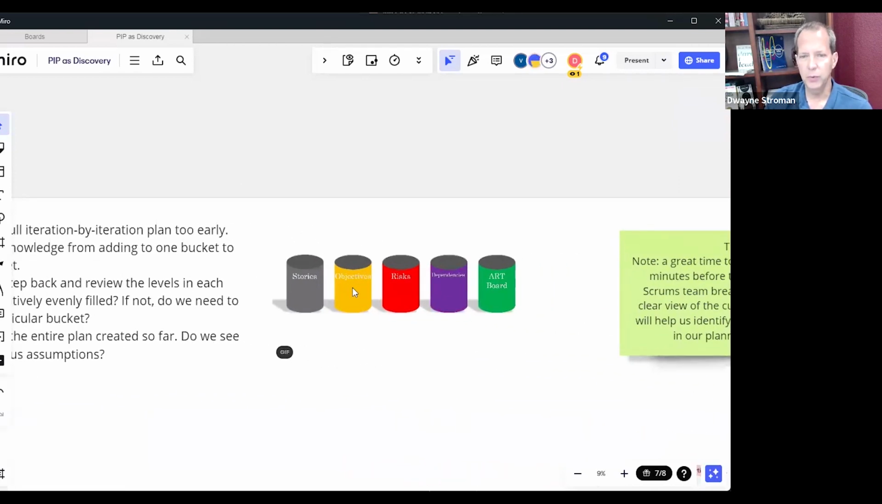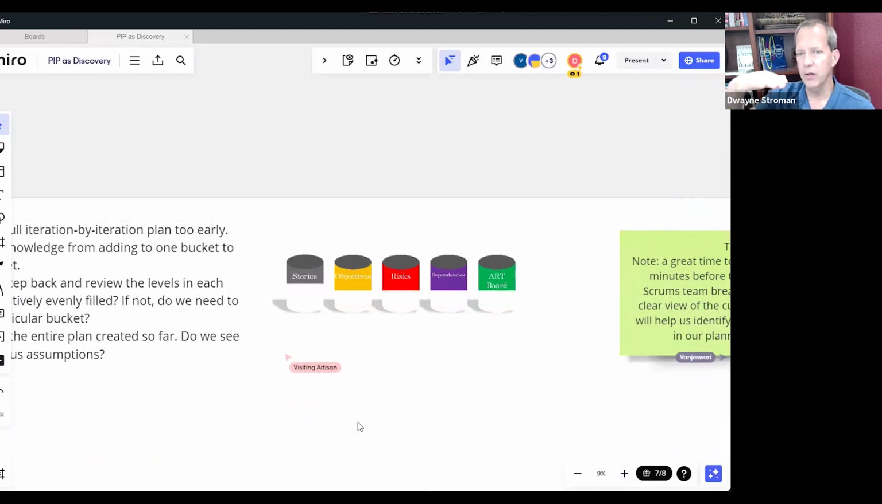Hopefully my animation will work. We'll see if it does. It's not working. So this animation, what it's supposed to do is show you that, there we go, now it's working. We start to do some stories. That leads to some objectives. That leads to, oh, we found some risk. Oh, that leads to some dependencies. Hey, let's go update the ARC planning board. Oh, and we found some more stories. That leads to further refined objectives. Oh, we discovered more risks. There's more dependencies. Rinse and repeat.